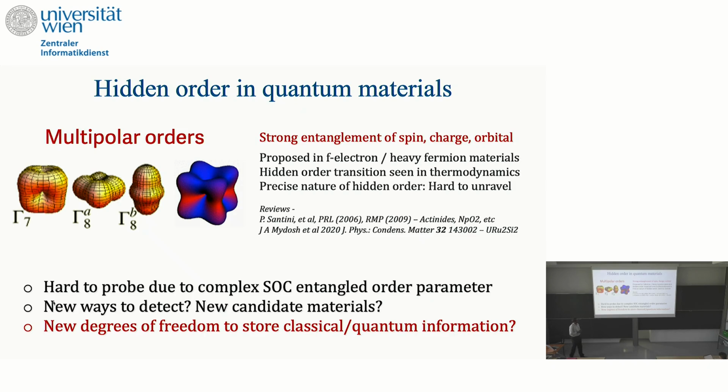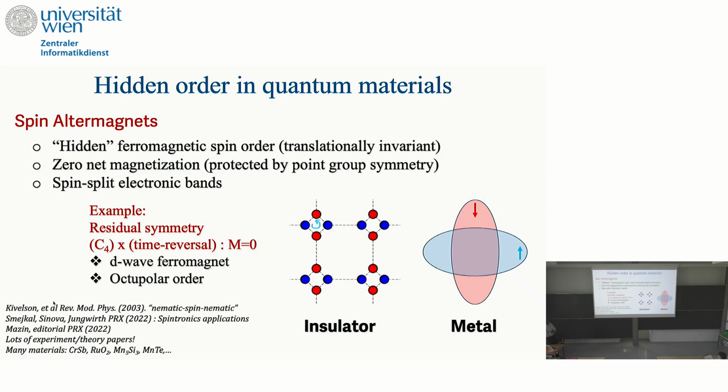This is because spin-orbit coupling entangles many of the degrees of freedom, and we have to find new ways to detect it. Potentially, it's also useful to expand the class of materials where such multipolar orders could be found. And maybe one can think of these multipolar orders as new degrees of freedom. And if you have new degrees of freedom, you might think there is a way to store information in them. And maybe if one can find ways to manipulate this, then it's a useful thing as well.